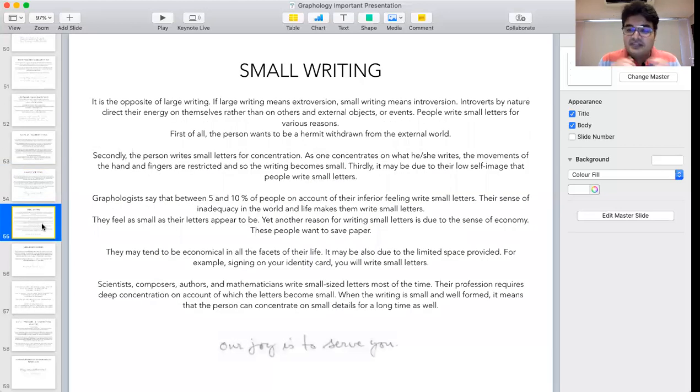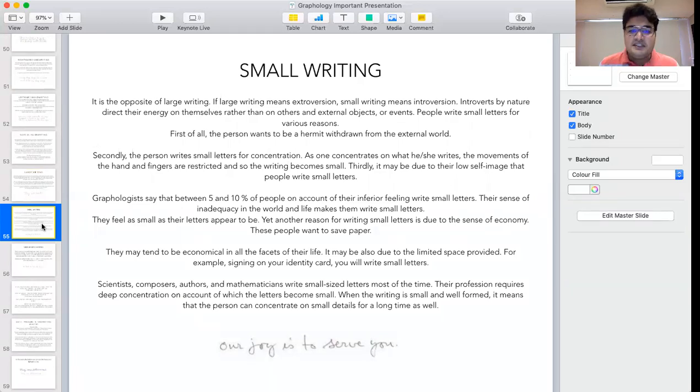Next, let us look at small writing. Okay, so it is the opposite of large writing. If large writing means extroversion, small writing means introversion. Introverts by nature direct all of their energy on themselves rather than on others and external objects or events. People write small letters for various reasons.